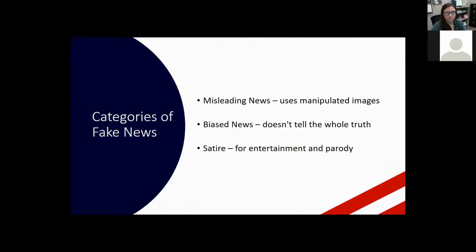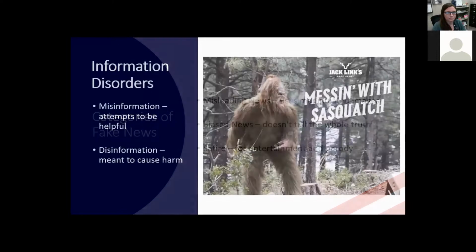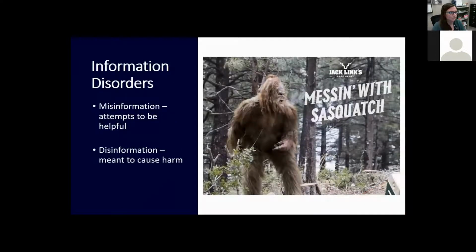Biased news is information presented with an ideological slant. It doesn't tell the whole truth, just one side of it. Okay? And then satire uses humor, irony, exaggeration, ridicule, and false information to comment on current events. Now, this leads us into information disorders.